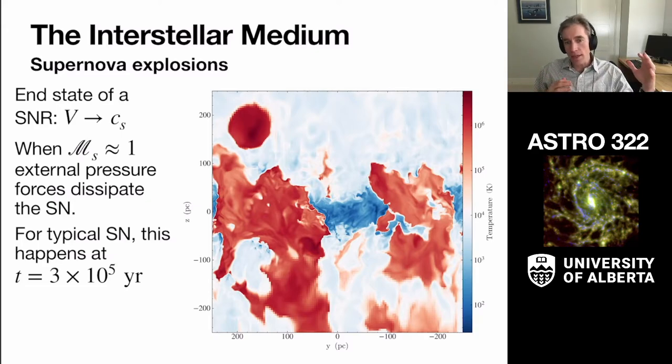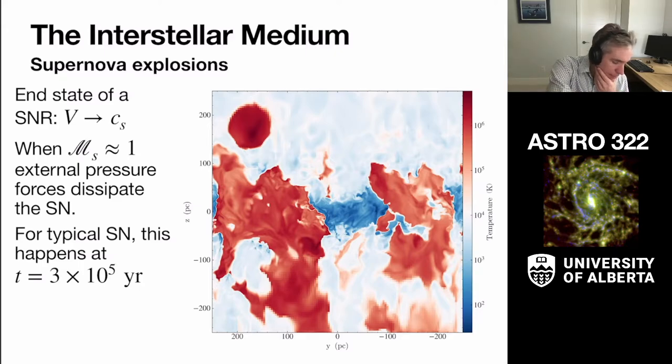And so when your Mach number gets close to 1, within a factor of a couple of 1, then the external pressure forces become significant enough that they can cross in and mess with the supernova explosion shock front and dissipate it. So that's the condition for a supernova remnant being no longer distinct from the interstellar medium: local pressure forces become significant with respect to the shock front pushing out, and sound waves can propagate across the medium, kind of chewing up the shock front and dissipating it.